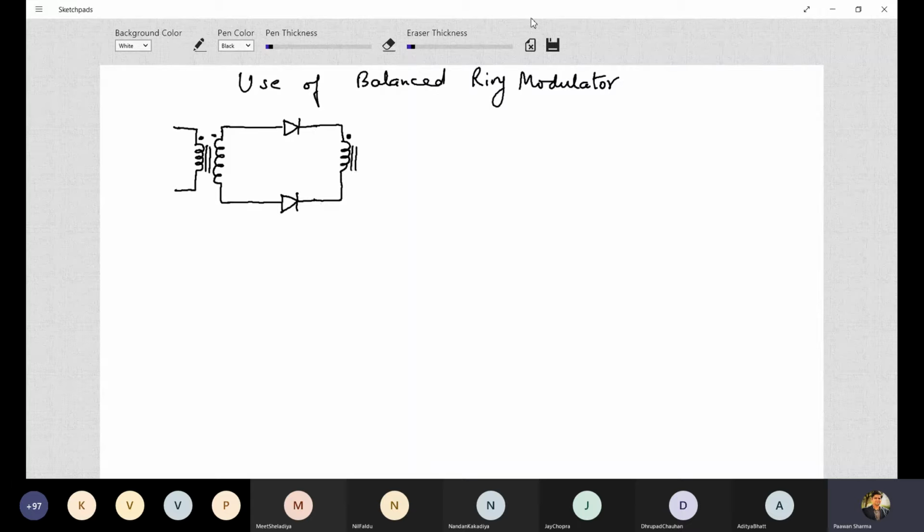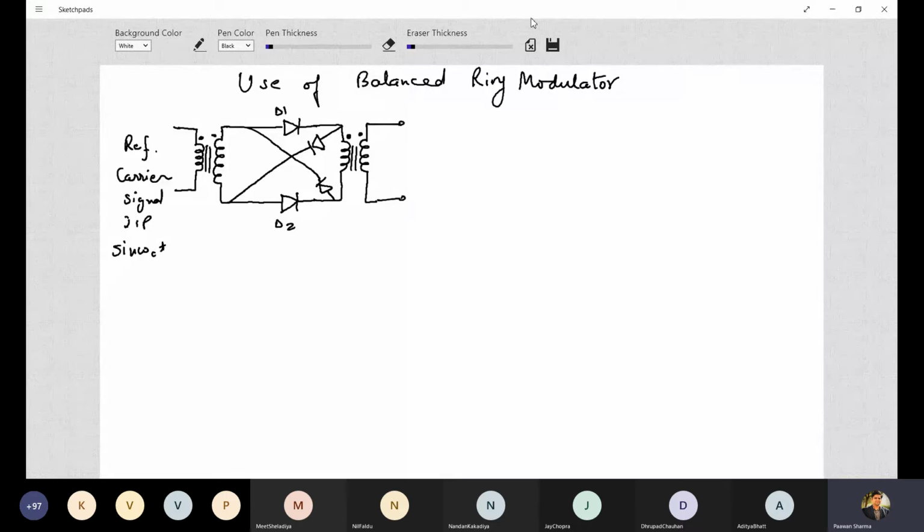You have coupling, and this is the output you are taking. So this diode is D1 and this is D2. You have another pair of diodes connected in this fashion, like this. So here the input is your reference carrier signal input, which is nothing but your sin omega ct.